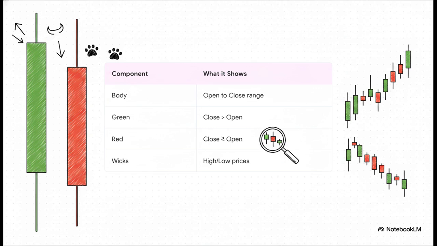The color, well, that tells you who won the battle. If it's green or white, the bulls won, meaning the closing price was higher than the opening price. If it's red or black, the bears won, and the price dropped. Then you have the wicks, those thin little lines poking out of the top and bottom. These reveal the extreme highest and lowest prices reached during that session's tug-of-war. A really long body shows strong momentum, right? While long wicks show that a price was tested but ultimately totally rejected.